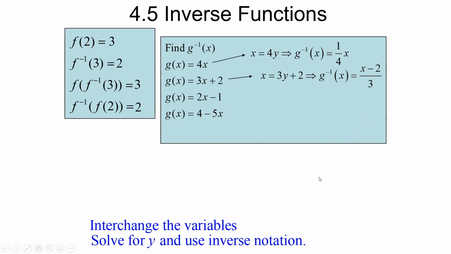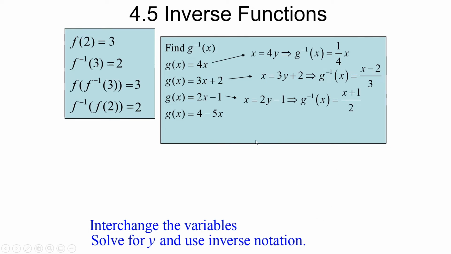There you go. Now, let's do this again. Interchange the variables. G of x becomes x, and x becomes y. So x equals 2y minus 1. Now, if you solve this one for y, and how am I going to write the y? G inverse of x. Well, what would you do? You would add 1 and then divide by 2. So I see x plus 1 over 2.